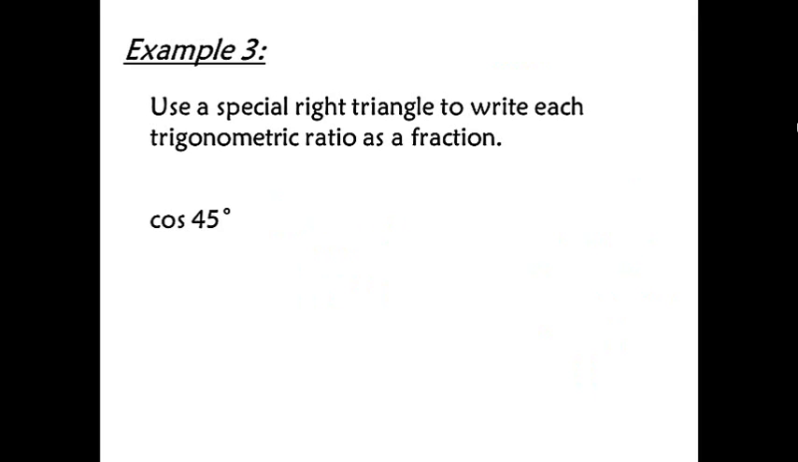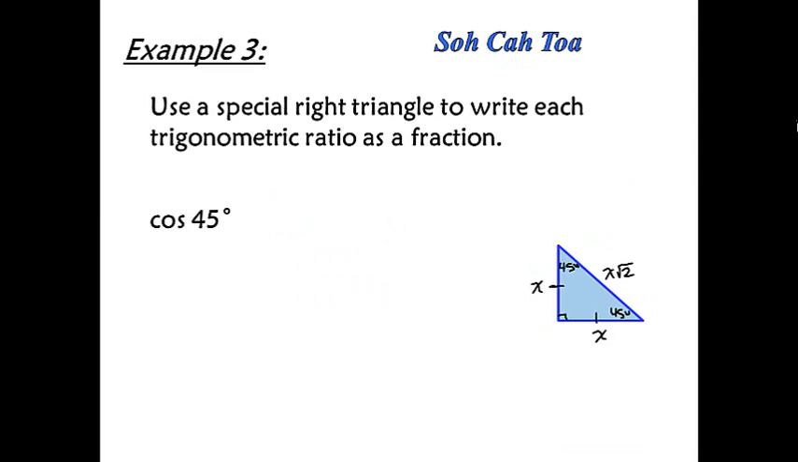Okay, in example 3, we're asked to do the same thing using a special right triangle. This time we're asked for the cosine of 45 degrees. So we're going to use the other special right triangle. I need to remember my SOHCAHTOA and see that cosine is adjacent over hypotenuse. So we'll look at the length of the adjacent leg over the length of the hypotenuse. I know this side has to be the adjacent, because the hypotenuse is always the leg across.